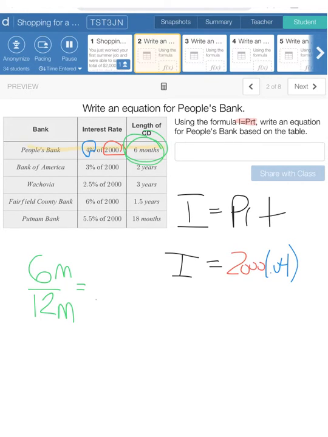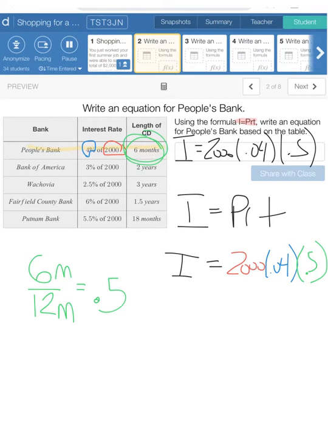So 6 divided by 12 would give me 0.5, 1/2. And that tells me 6 months is half of a year. And when we plug that in, we're plugging it in as a 0.5. So don't plug it in as 6 because that's months. It's half a year, so it's 0.5. So for this first question, if you're submitting your answer, we have our equation. Once again, for People's Bank, it's I equals 2,000 times 0.04 times 0.5. That would be the answer for that first one.